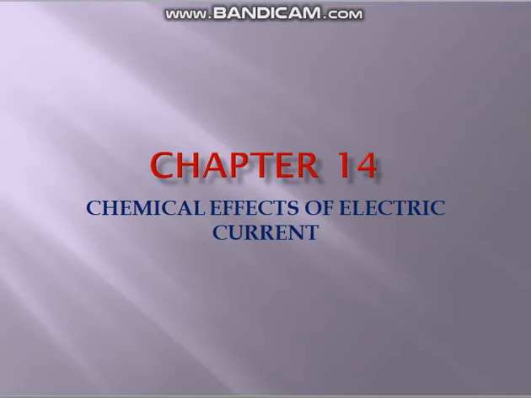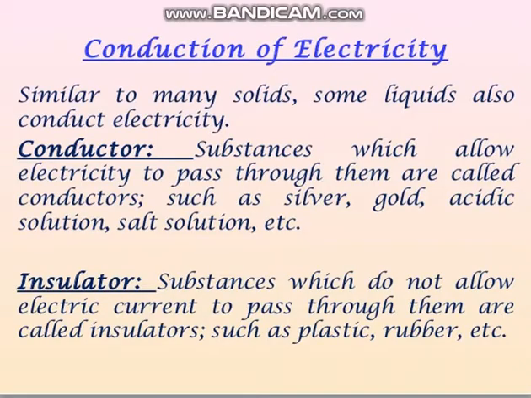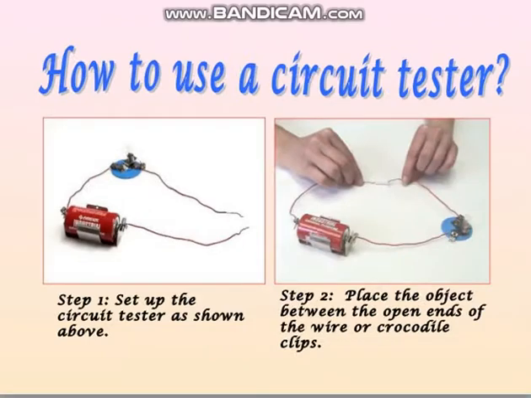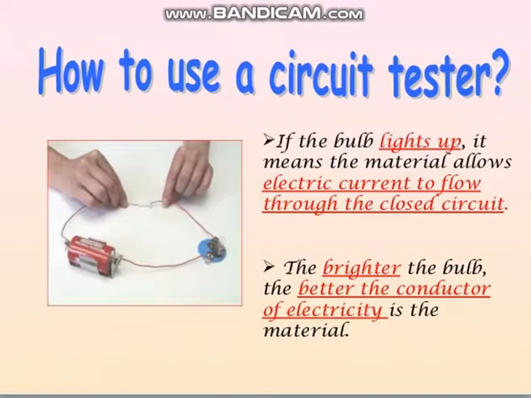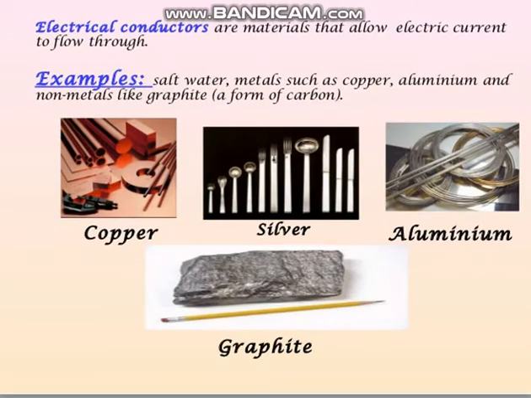Good morning, everyone. In our previous class, we started chapter 14, that is chemical effects of electric currents. We did the introductory part of this chapter with the definitions of conductors and insulators. We saw the circuit tester and how we can check whether a given substance is a good conductor or an insulator. We have seen some examples of conductors and insulators as well.